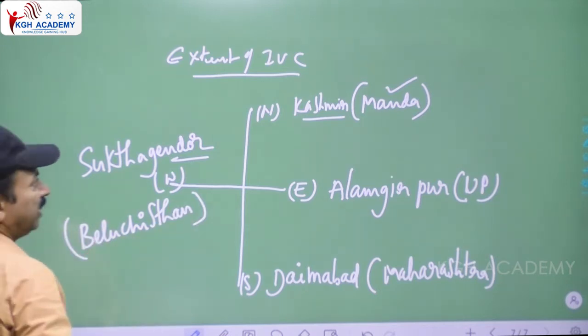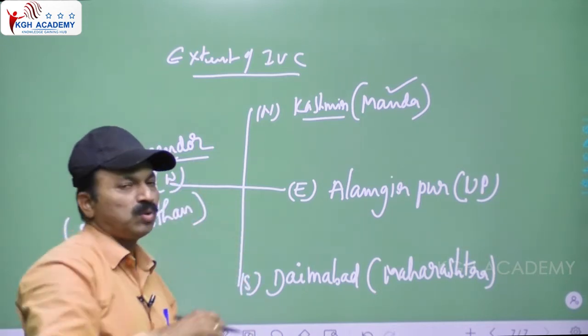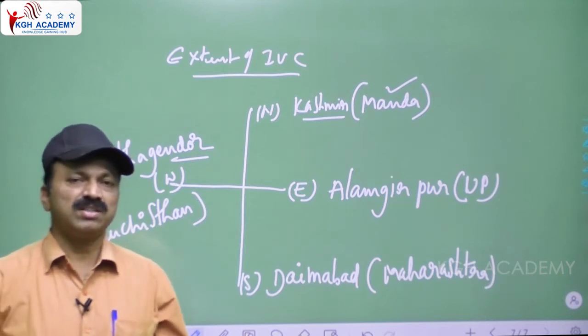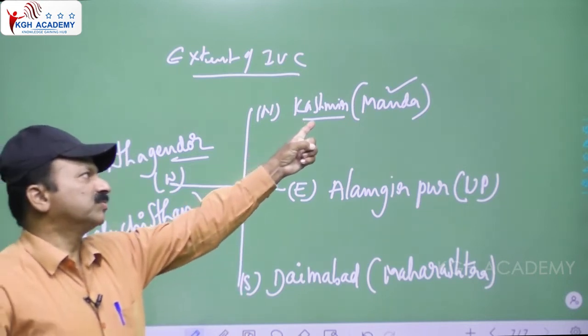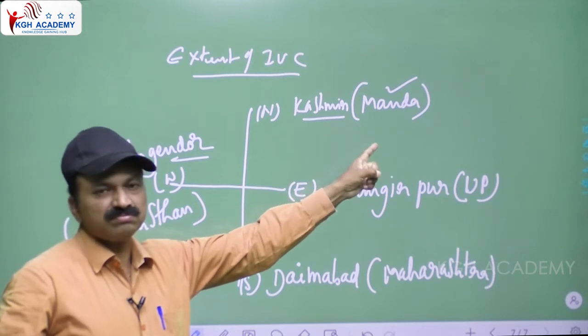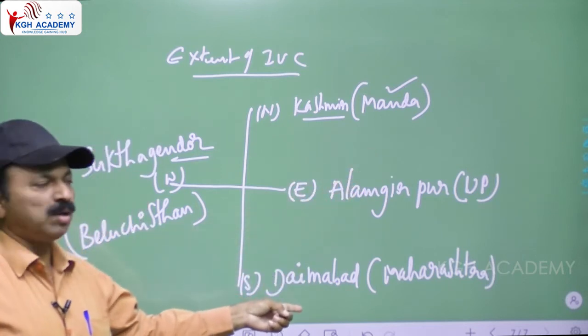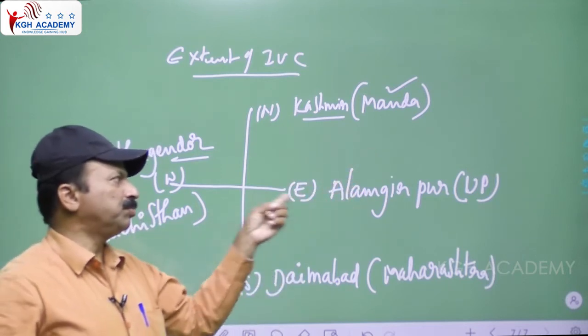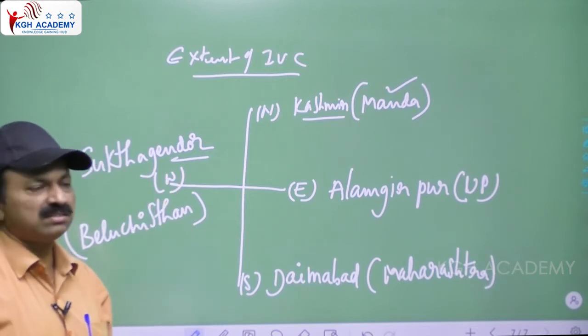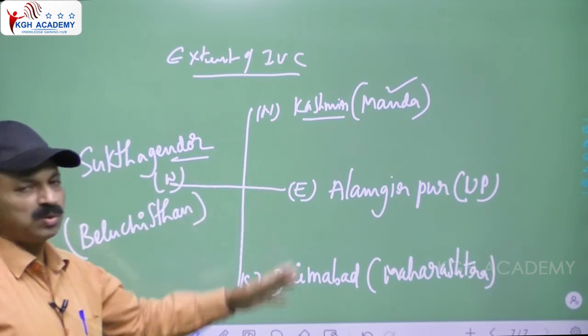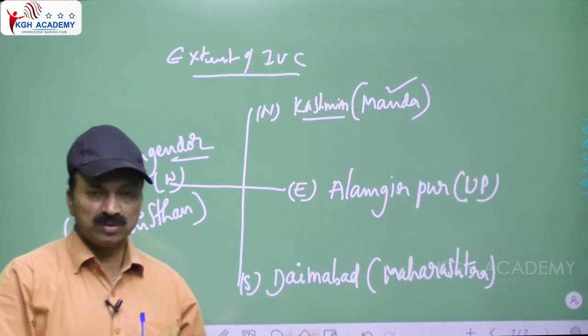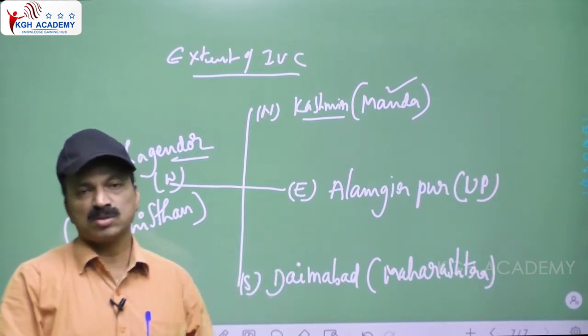Got the idea? So the extent: in the north it extended up to Manda in Kashmir, in the south up to Daimabad, in the east up to Alamgirpur, and in the west Sutkagen Dor. So this is the total area, as it was said.